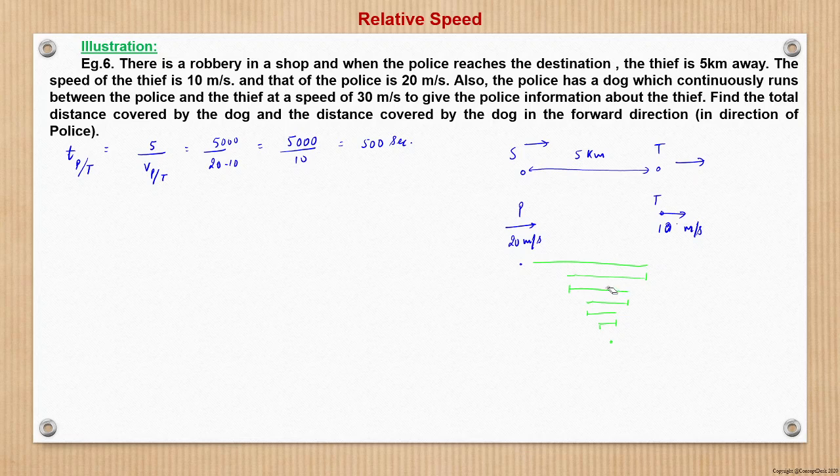So here exactly the figures would be something like this. Suppose the dog catches the thief the first time here, right? So from here the dog will come back here. The police meets the dog. From here again the dog runs, and suppose it catches the thief here, and then again the dog comes back. From here the dog again goes, and suppose it catches the thief here.